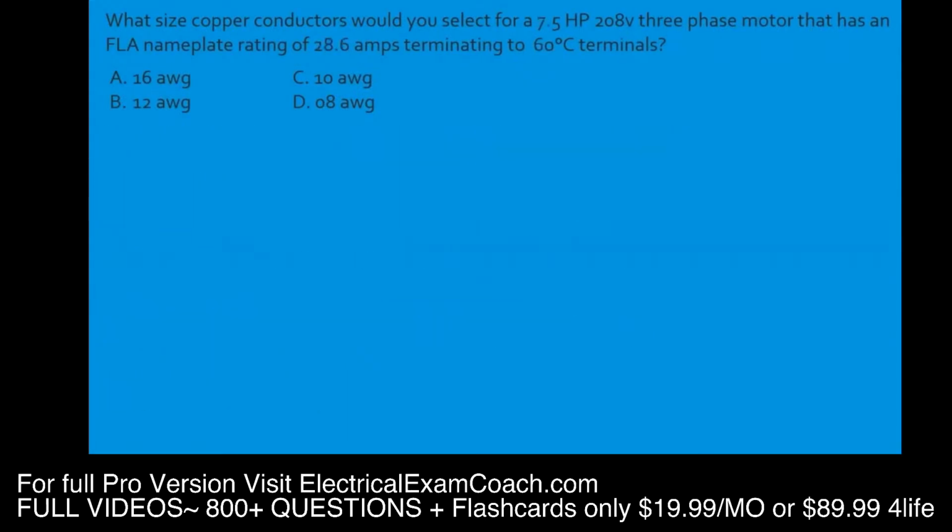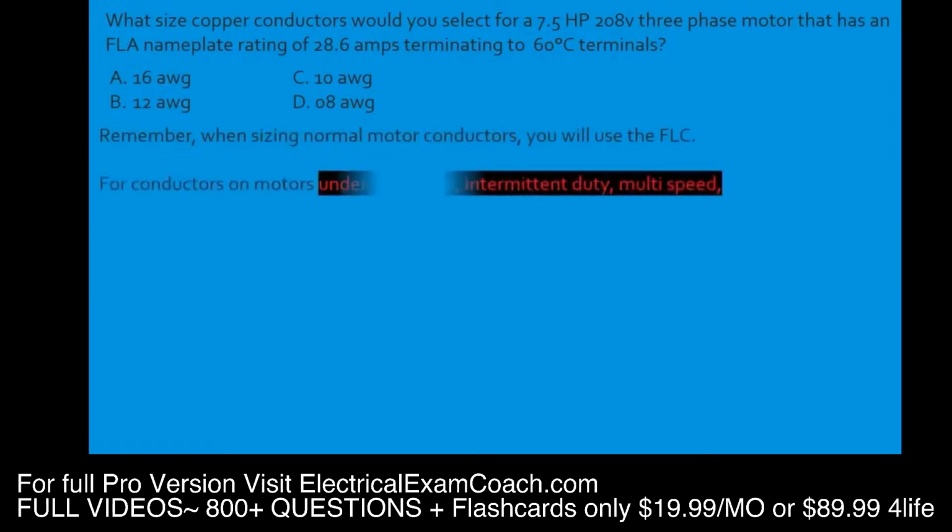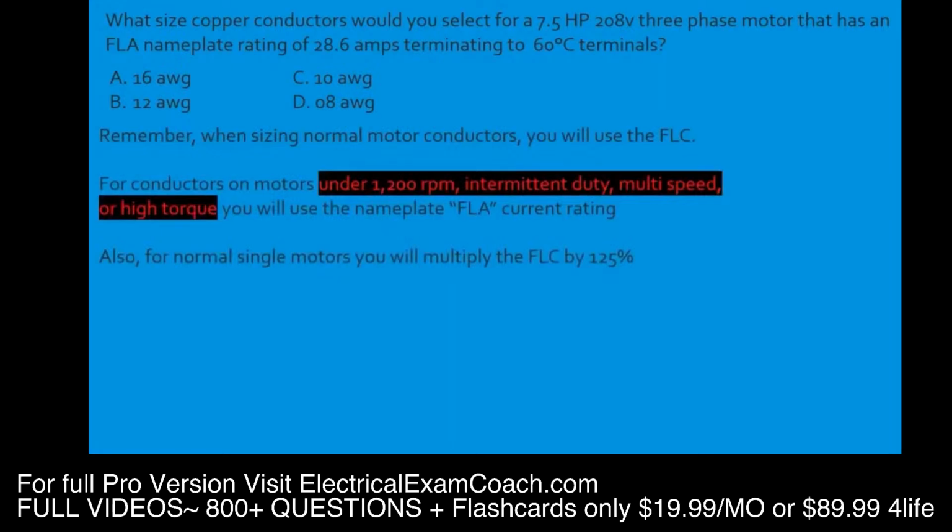What size copper conductors would you select for a 7.5 horsepower, 208 volt, 3-phase motor that has an FLA nameplate rating of 28.6 amps, terminating to 60 degree C terminals? Remember, when sizing normal motor conductors, you're going to use the FLC. If you have one of these specific situations, you're going to use the nameplate FLA. Also, for single motors, we're going to multiply it by the 125%. So we head to our respective table. In this case, it's 3-phase. So we're going to head to 430.250.